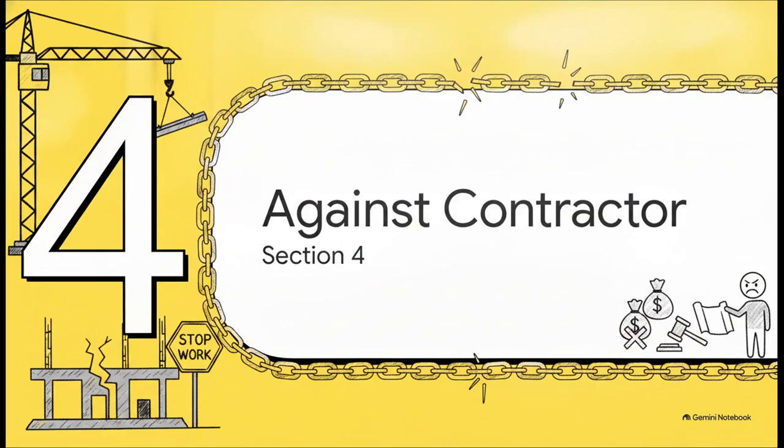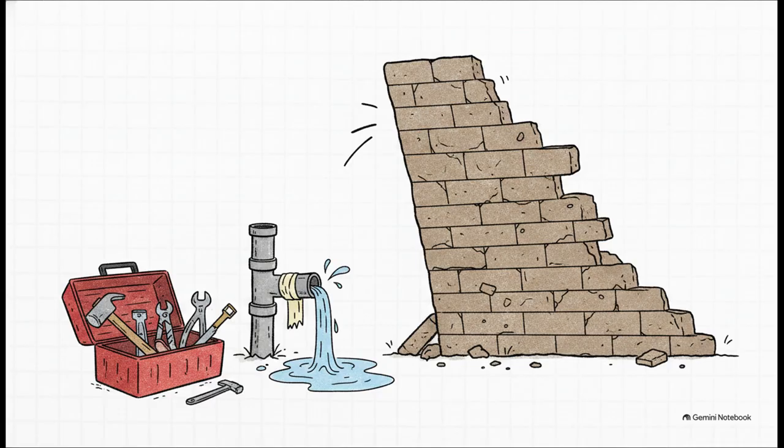Next up, Section 4, claims against the contractor. So here is where the tables turn. Now the owner is raising the claim because of contractor liabilities. More often than not, this boils down to defective work. We're talking about poor workmanship, failing to follow the specs, using cheap materials, or just leaving the job half-finished. Nobody likes a leaky pipe, and for sure, it's going to cost you.